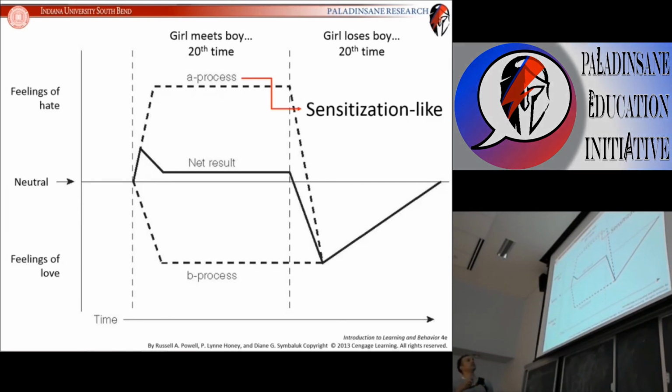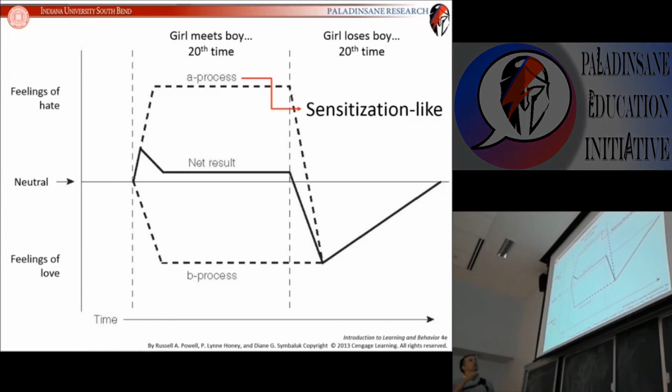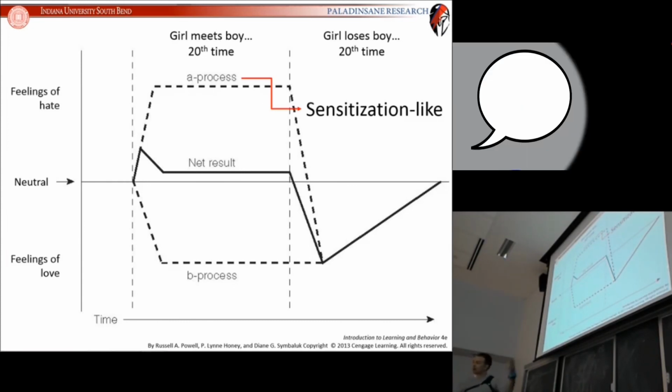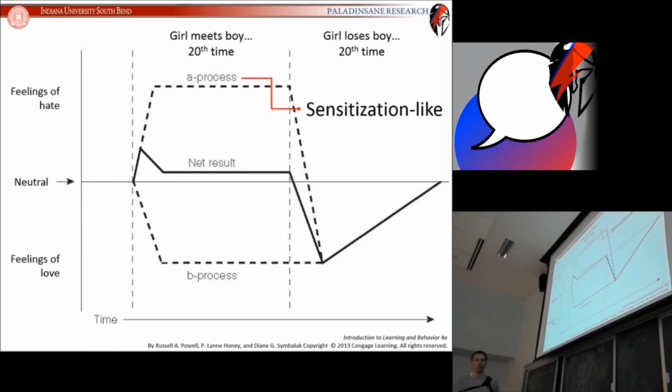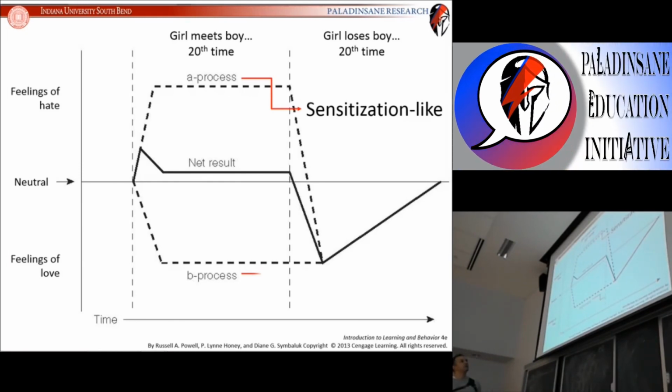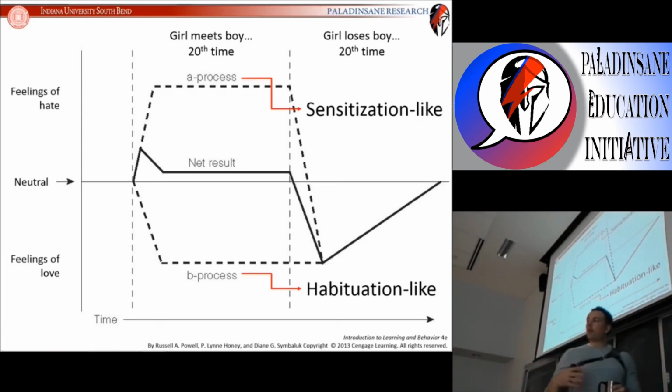So this A process is sensitization-like in the sense that it increases the response over repeated exposures. The B process here is habituation-like in the sense that it decreases your response over repeated presentation. So that's why it's included in this section here. And again, very basic processes, very basic procedures, but as always, we'll try to apply them and explain these more complex types of human behavior.